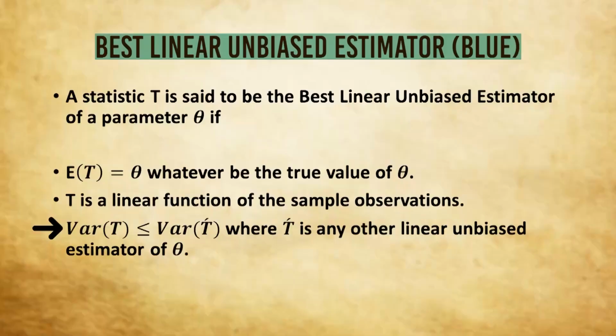Now the third criteria is best. Best in the sense of minimum variance. That means variance of t has to be less than or equal to variance of t dash, where t dash is any other linear unbiased estimator of theta. So minimum variance unbiased estimator means what? Minimum variance among all possible unbiased estimators. But here we are adding one more criteria, that the estimator has to be linear as well.